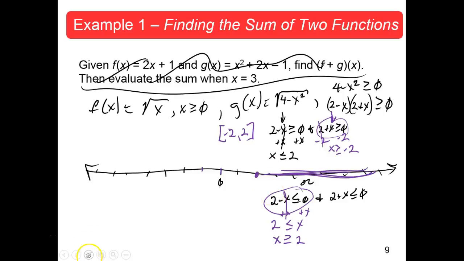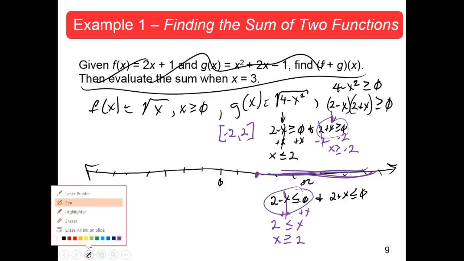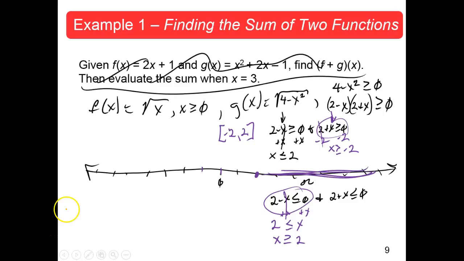Now let's go with a different color. Could be black or anything other than purple. What do you want? Orange. Okay. Here's orange.